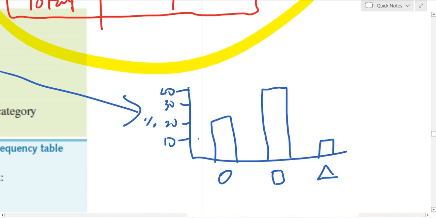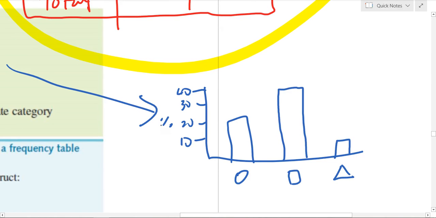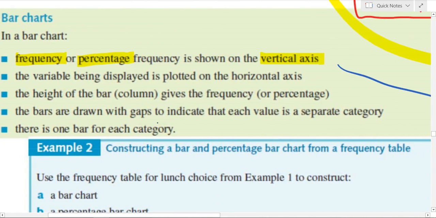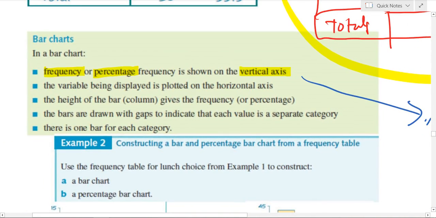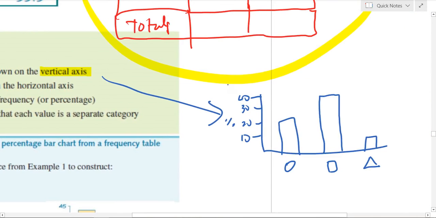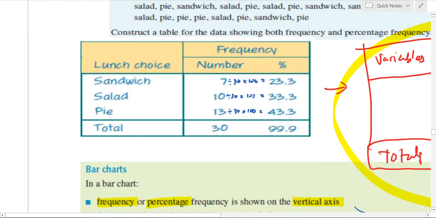Sometimes you'll find bar charts that have the frequency or the percentage like this. You've got to be aware whether it's percentage or frequency. But you can use either or. It's up to you. Just keep in mind that you can have either the frequency or the percentage in the bar chart. The variable that you're working with is displayed on the horizontal axis, so that's this stuff here. These are your variables, and on your frequency table, these are your variables.